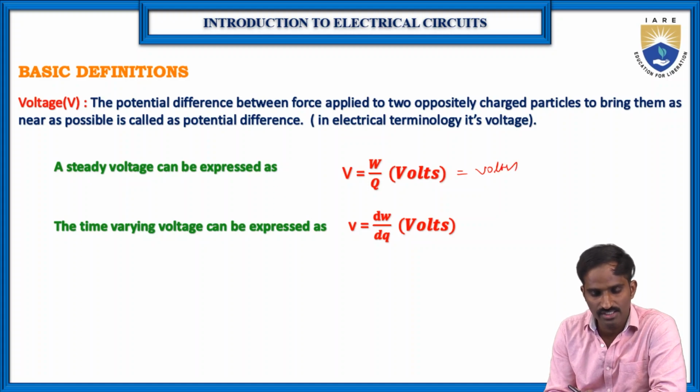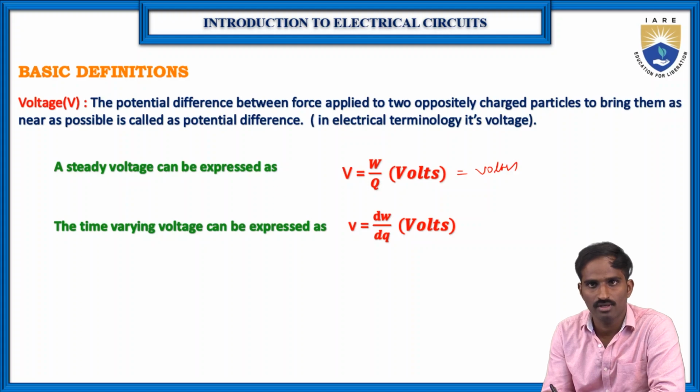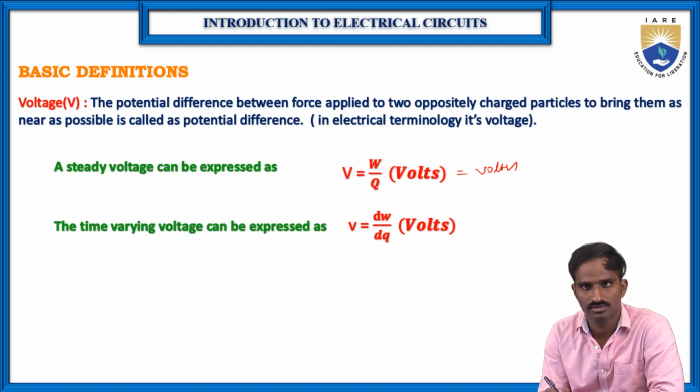Of course, there are steady state voltage and time varying voltage. In the steady state, we usually write W by Q, and in the time varying case, dW by dQ, which means the dW will change with respect to time. In both cases, the voltage is measured in terms of volts.